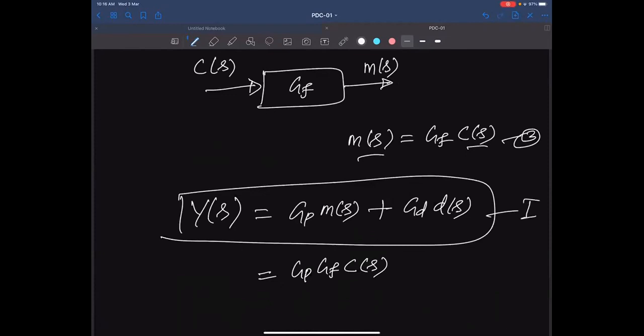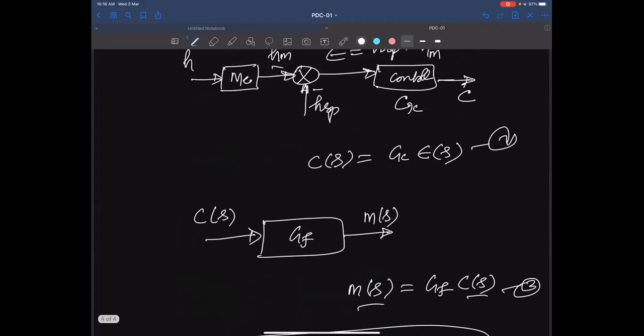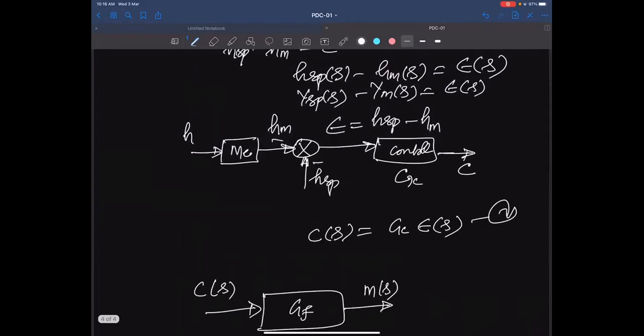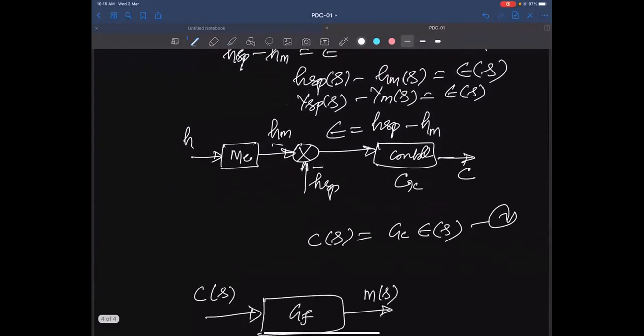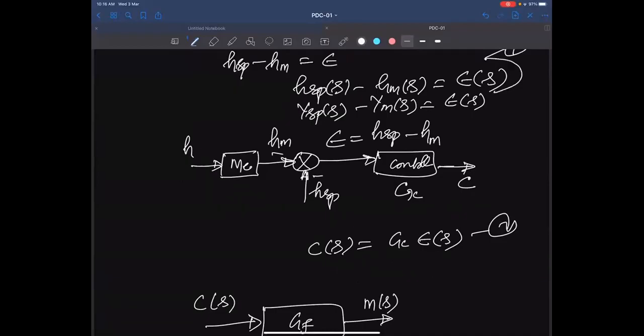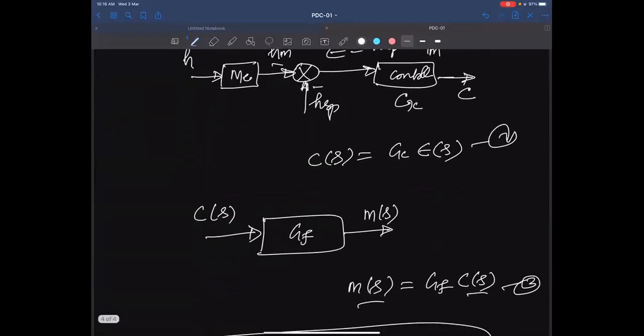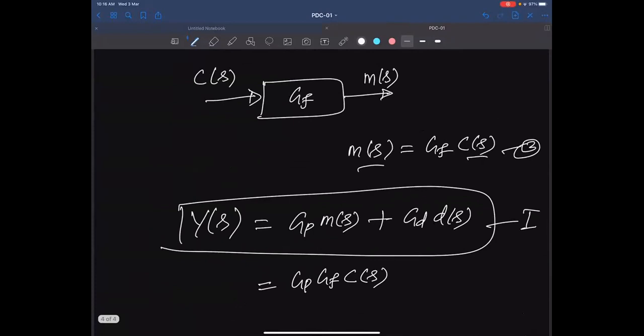So using 3 in capital 1, what we are getting: YSP minus, before that actually we are using 3 in equation 1, because 3 only has M of S. This M of S is nothing but the manipulated variable, simply M. M is equal to GF into C.